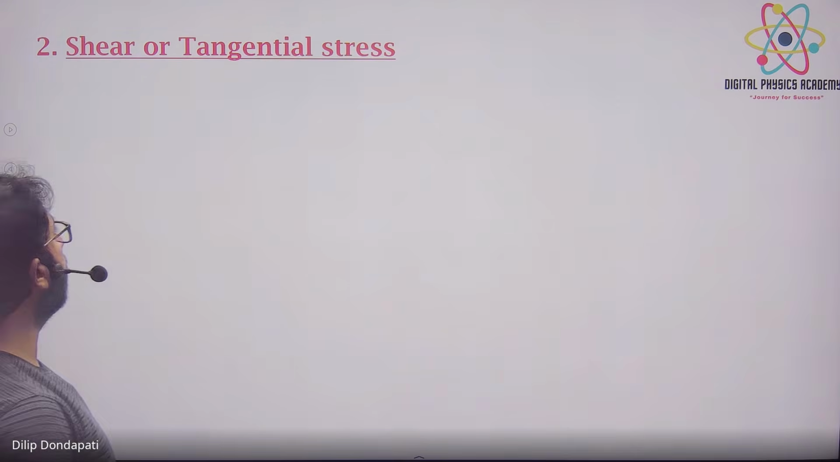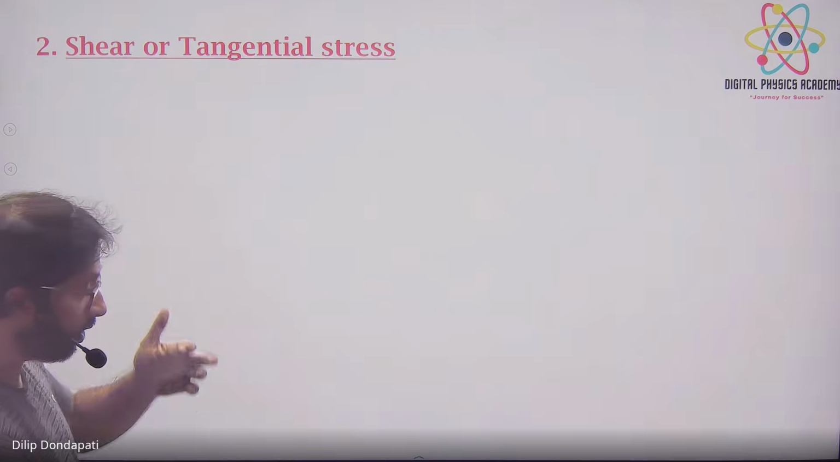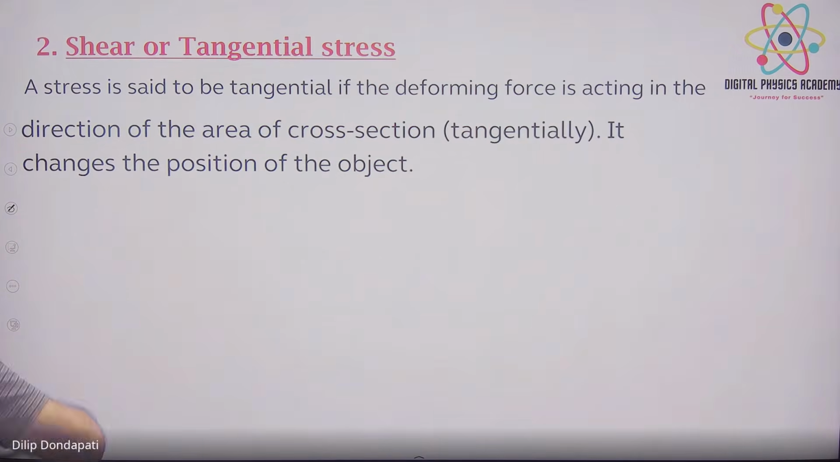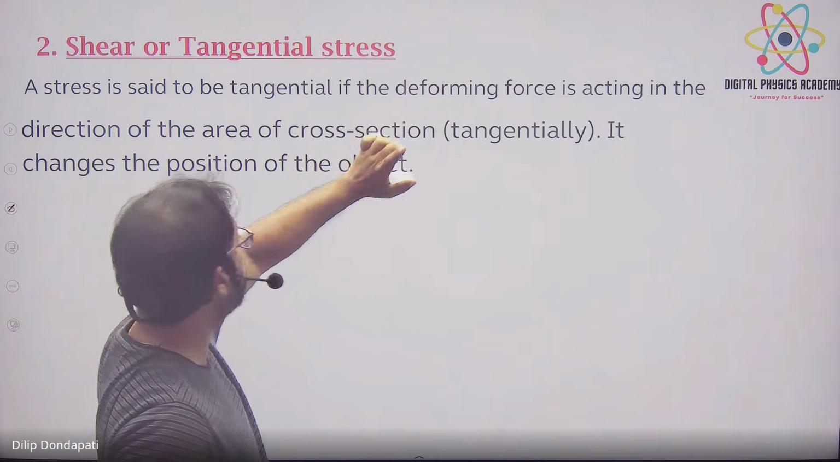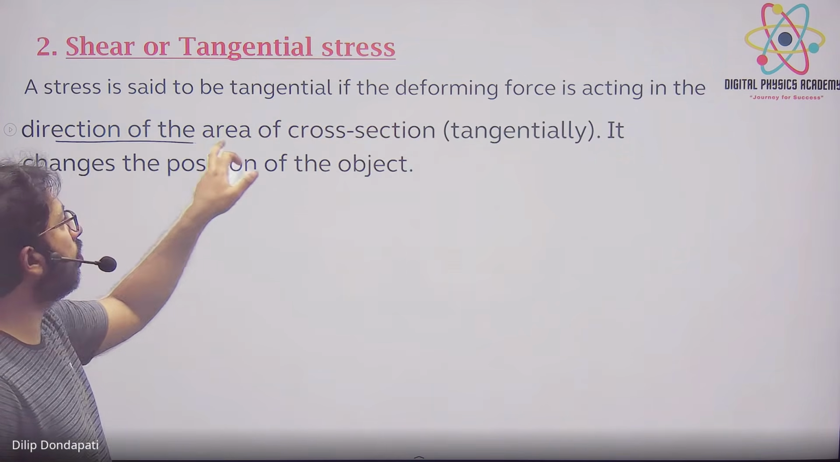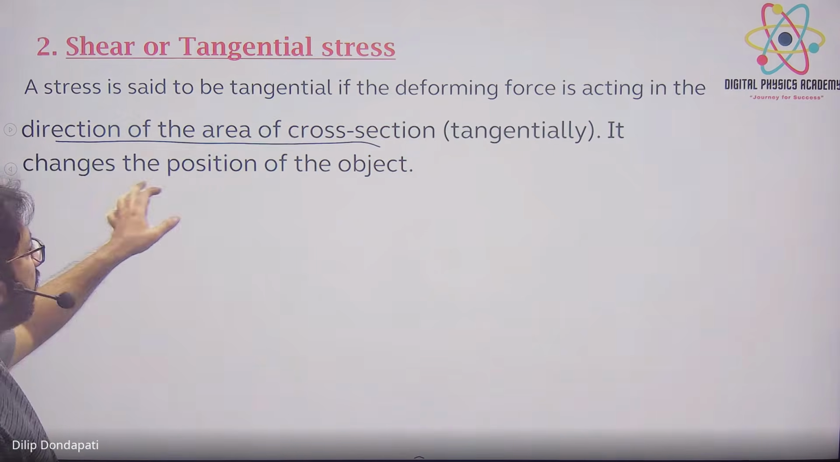Next will be second type of stress we call as shear stress or tangential stress. Shear stress क्या है? Because stress is said to be tangential if the deforming force is acting direction of the area of cross section. मतलब tangentially the force is acting. It is changes the position of the object.